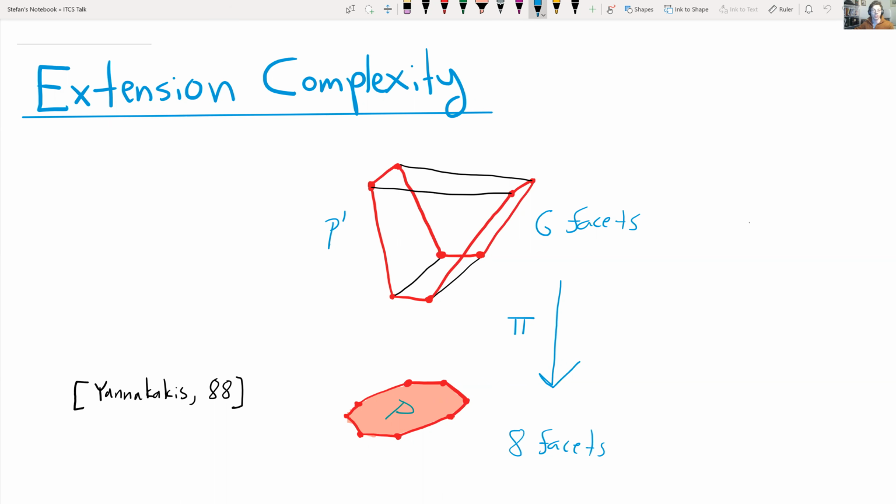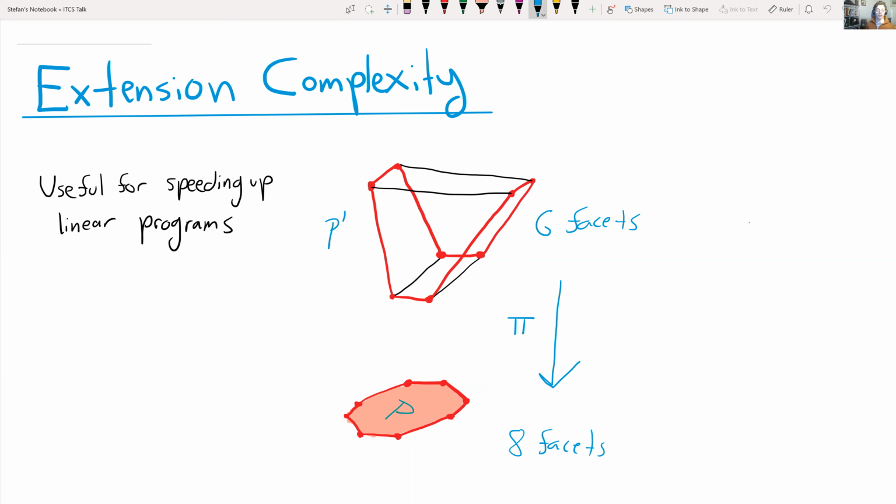And so why might this be an interesting concept? Well, it is useful for speeding up linear programming. If you were to optimize over P, this would take longer than optimizing over P prime and then projecting downwards. Now, this whole concept came about in the 1980s when Yannakakis was trying to solve the problem of refuting increasingly esoteric linear programs that people were conjuring to prove that P equals NP. So he wanted to prove that, say, the traveling salesman polytope had exponential extension complexity, thereby automatically refuting any and all linear programs that people might come up with.